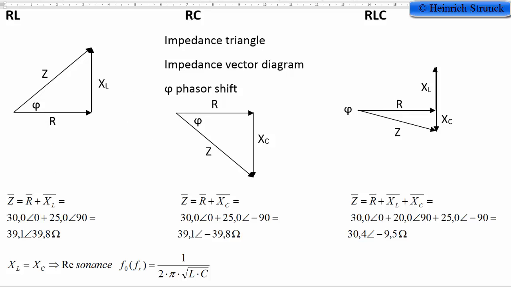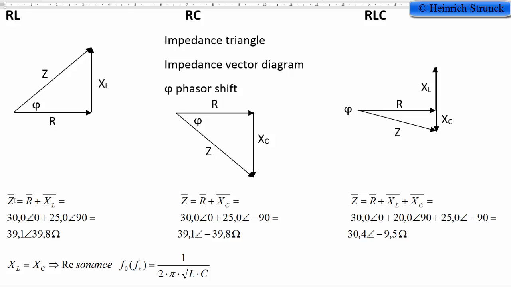If we have a resistor and a capacitor connected in serial, we have the resistance and the reactance for the capacitor, and totally have the impedance. We can see that the reactance for the capacitor is negative 90 degrees, so the total impedance will also be at a negative angle.